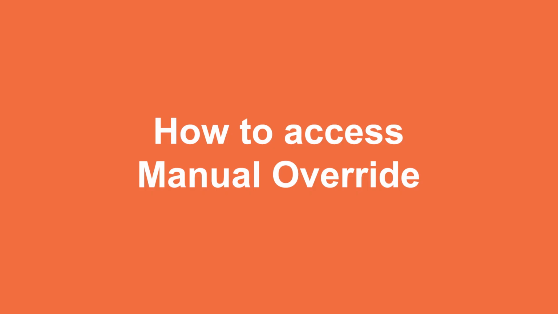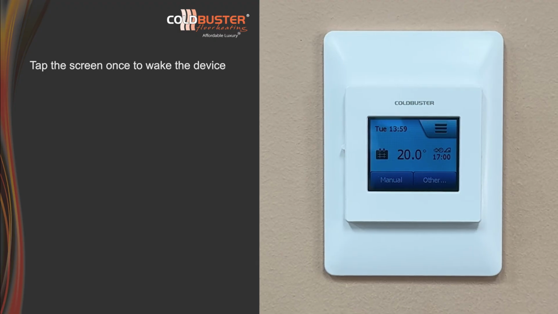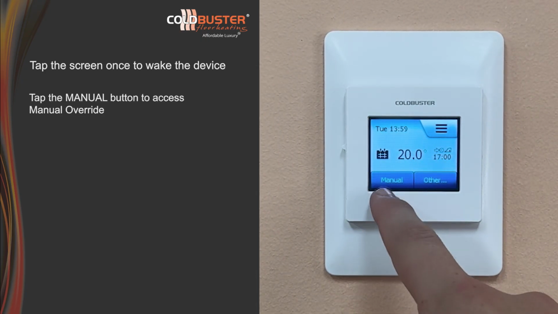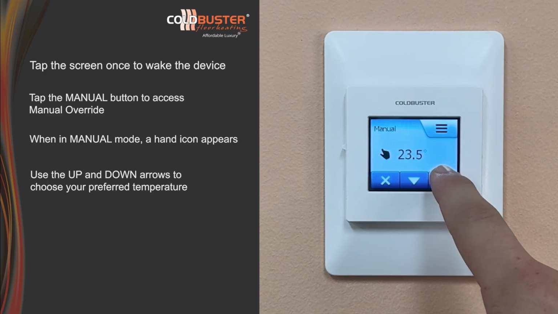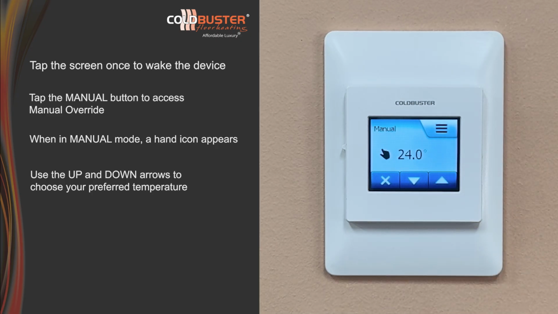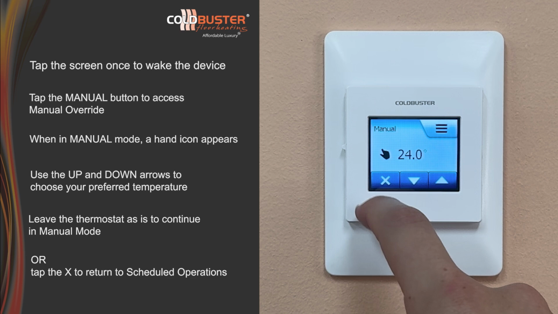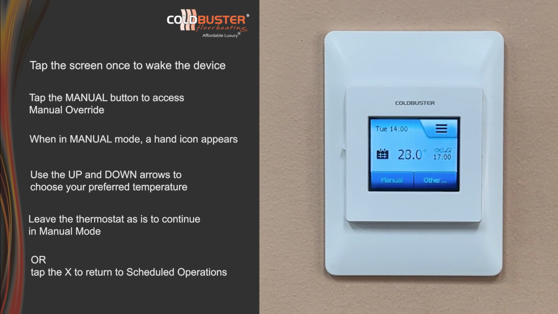How to access manual override. Tap the screen once to wake the thermostat. Select Manual to access manual override mode. When in manual mode, a hand icon appears. Use the up and down arrows to choose your preferred temperature. Leave the thermostat as is to continue in manual mode, or tap the X button to return to scheduled operation.